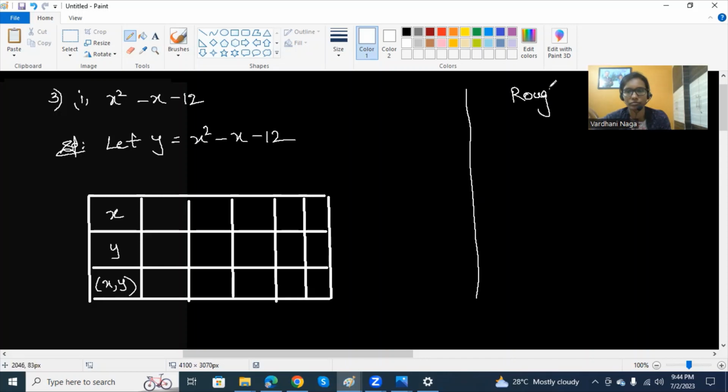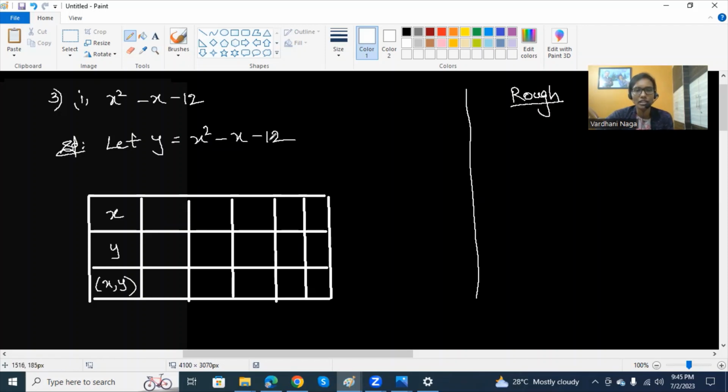Rough work. So instead of taking just random points, I suggest you choose the 2 zeros compulsory, and the rest of the numbers nearest to those values. See, this is a monic quadratic polynomial. What is a monic quadratic polynomial? The x square coefficient is 1 here.